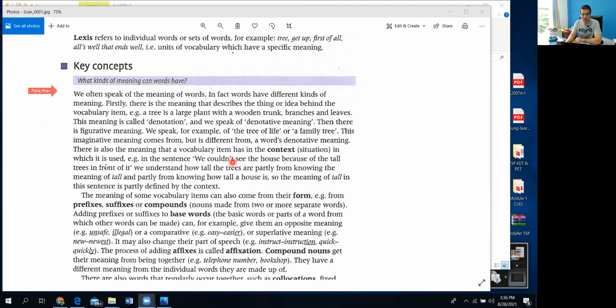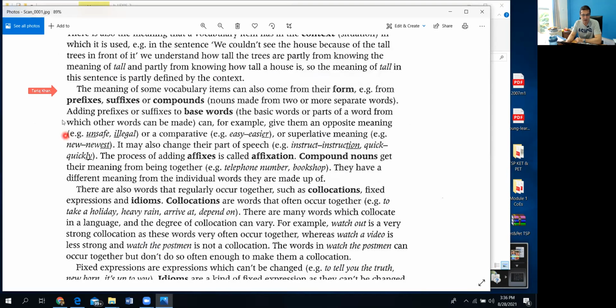That is first. Now we will go to the second paragraph. Here you see, the meaning of some vocabulary items can also come from their form. Now, I'm not going to explain what form is, because form we will discuss in the grammar area. Okay? For example, from prefixes, suffixes, or compounds. Now, you know very well what prefixes and suffixes are. Compounds also you know well. Compounds are nouns made from two or more separate words.